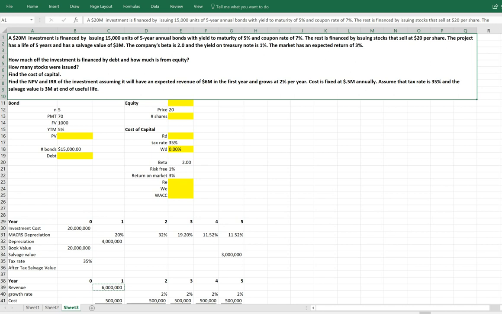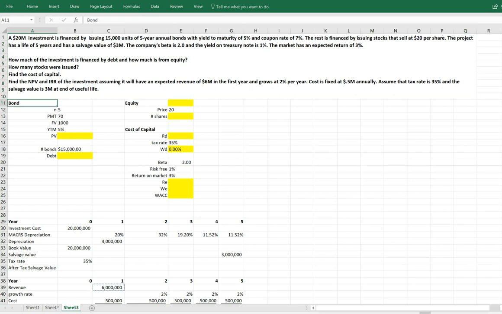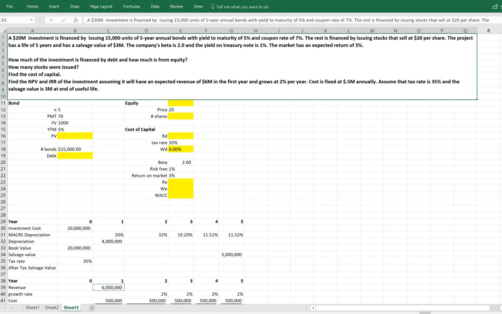How much of the investment is financed by debt and how much by equity? How many stocks were issued? Find the cost of capital. We want to find the NPV and IRR, assuming an expected revenue of $6 million in the first year that grows at 2% per year. The cost is fixed at $0.5 million annually. The tax rate is 35% and the salvage value is $3 million at the end of the life of the project.